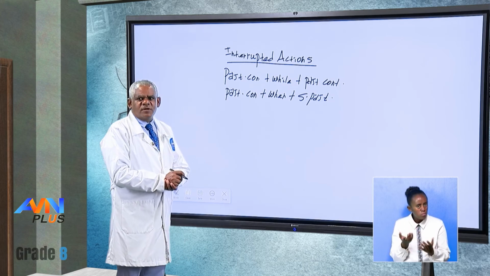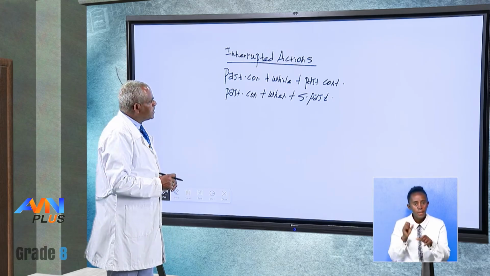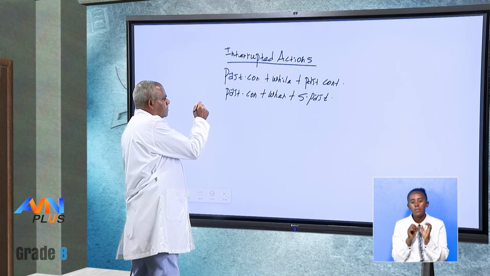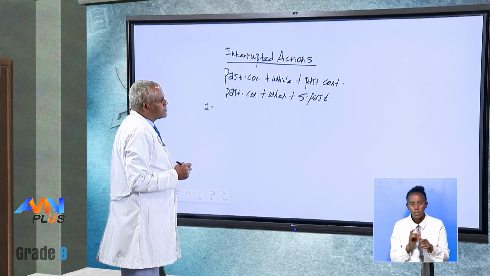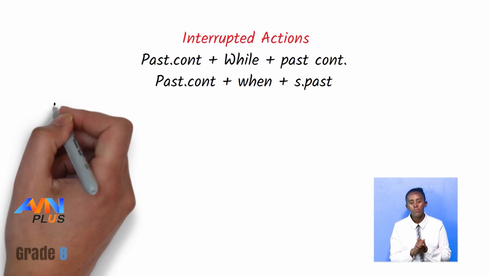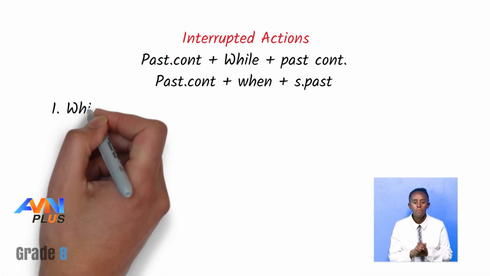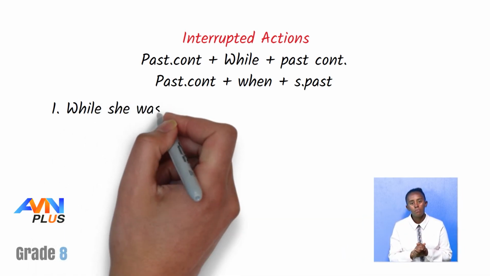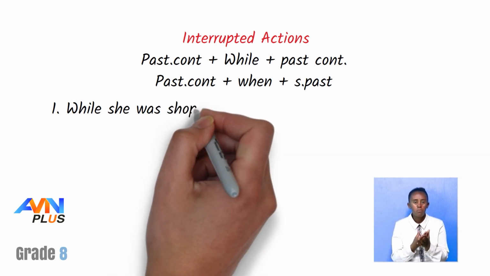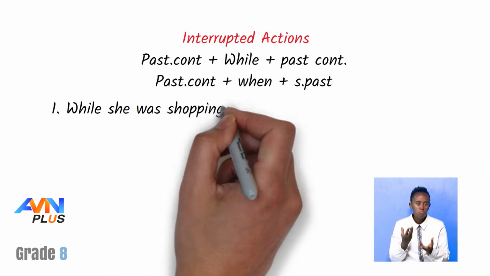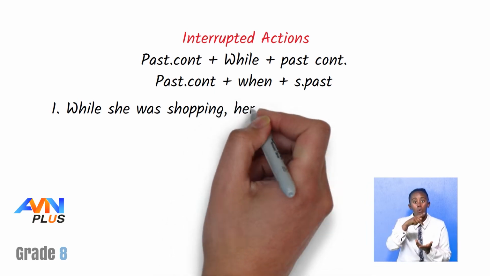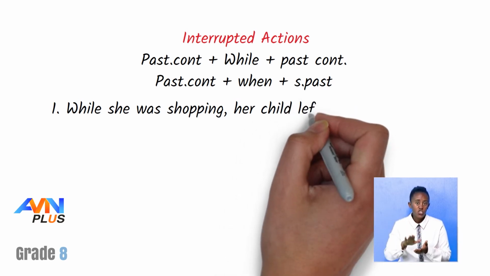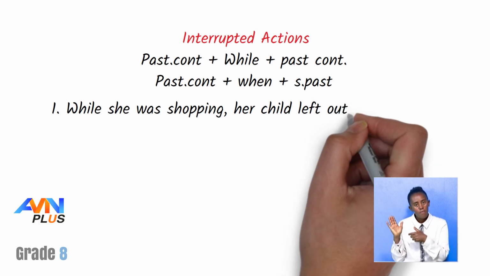What do you mean by interrupted action? When it comes to interrupted actions, I would like to give you one sample example. She was shopping. While she was shopping, her child left out.